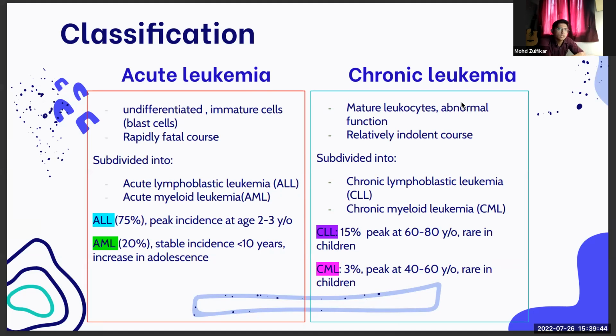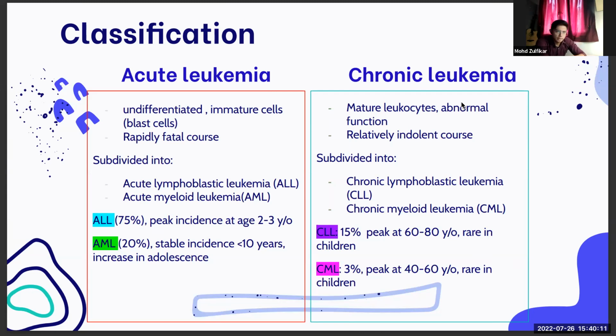Chronic leukemia, on the other hand, involves mature leukocytes. However, even though they look mature, they are still not functioning well or have abnormal function, and it has a relatively indolent course. Chronic leukemia is also subdivided into two types: the first is chronic lymphoblastic leukemia, CLL, and the second is chronic myeloid leukemia, CML.